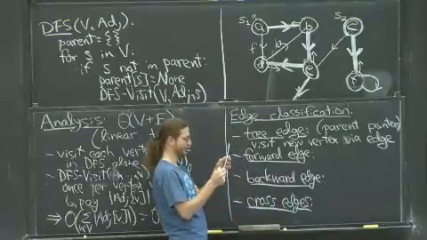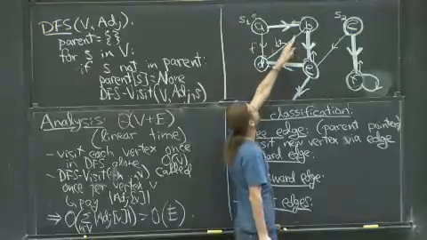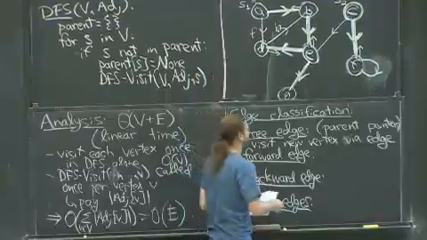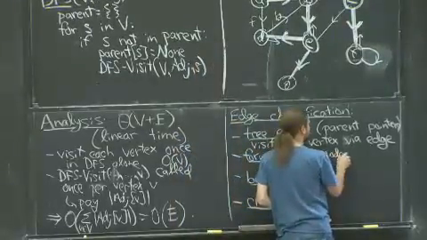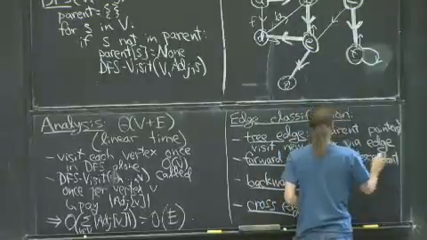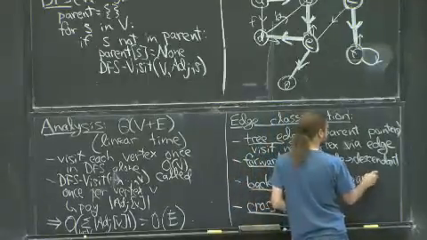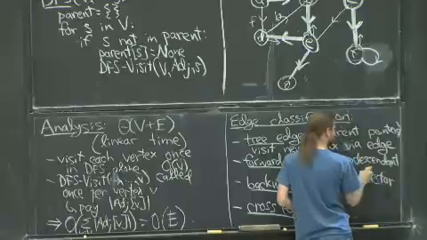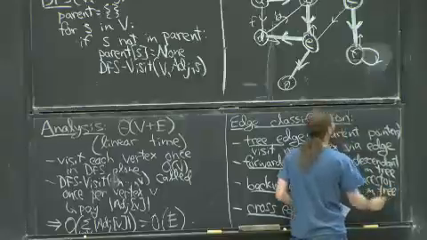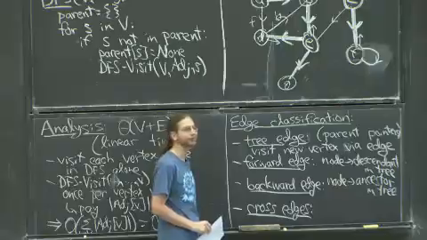Double check I got these not reversed. Yep, that's right. Forward edge, because I could go from D to its parent, to its parent, to its parent. The edge went the other way. That's a forward edge. Okay, so forward edge goes from a node to a descendant in the tree. Backward edge goes from a node to an ancestor in the tree. And when I say tree, I mean forest. And then all the other edges are cross edges.